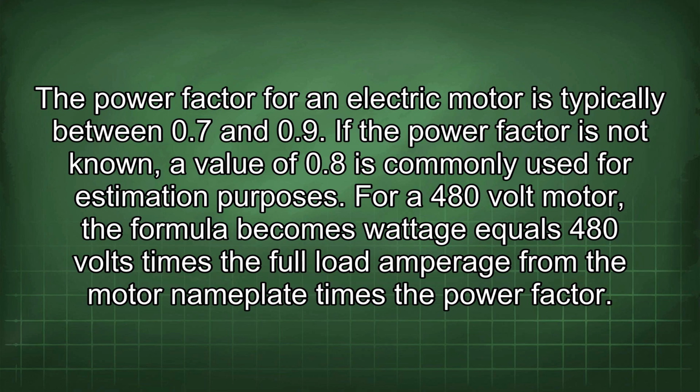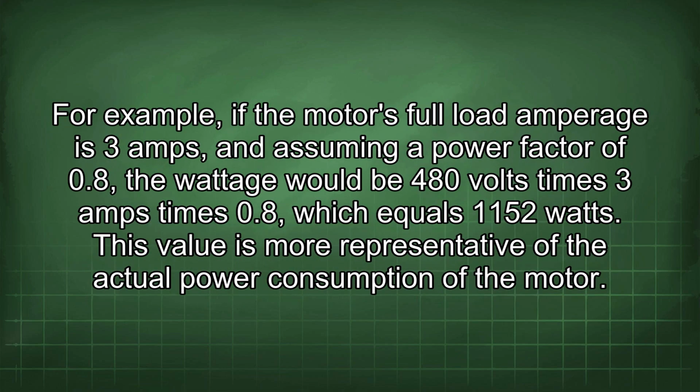For a 480 volt motor, the formula becomes wattage equals 480 volts times the full load amperage from the motor nameplate times the power factor. For example, if the motor's full load amperage is 3 amps, and assuming a power factor of 0.8, the wattage would be 480 volts times 3 amps times 0.8, which equals 1152 watts. This value is more representative of the actual power consumption of the motor.